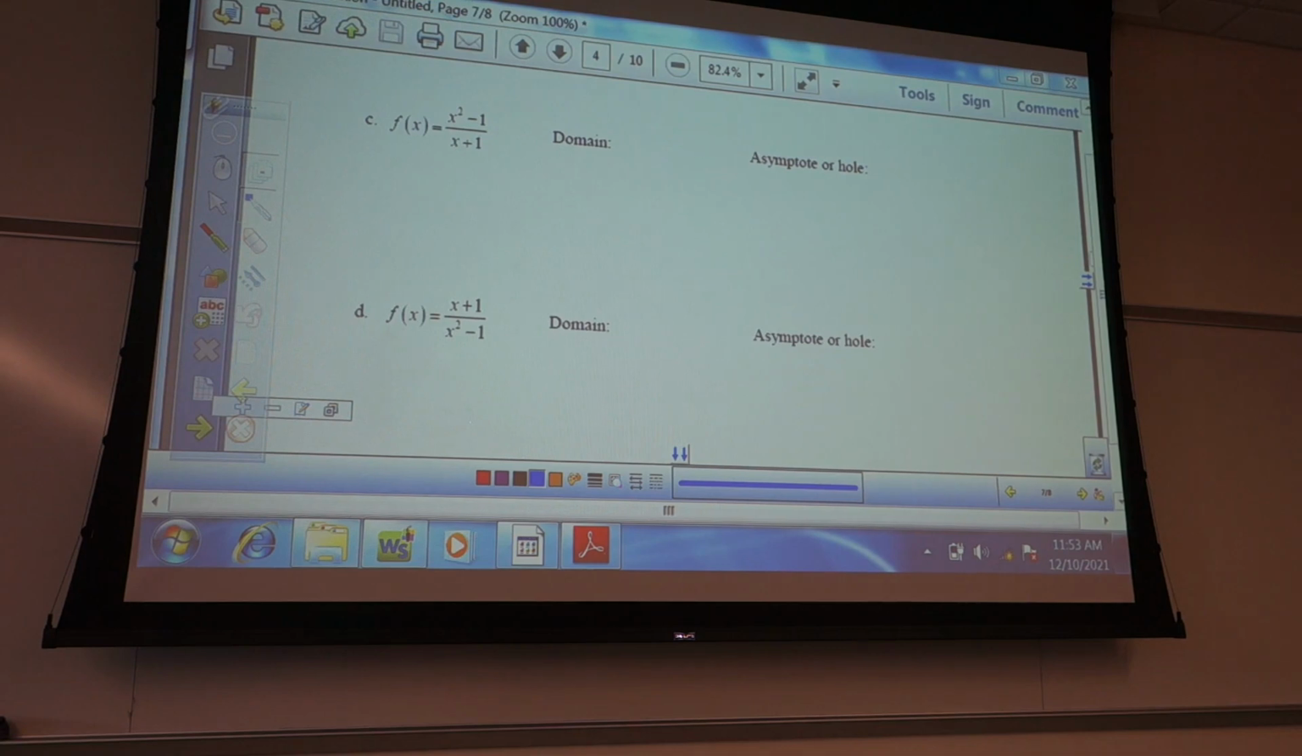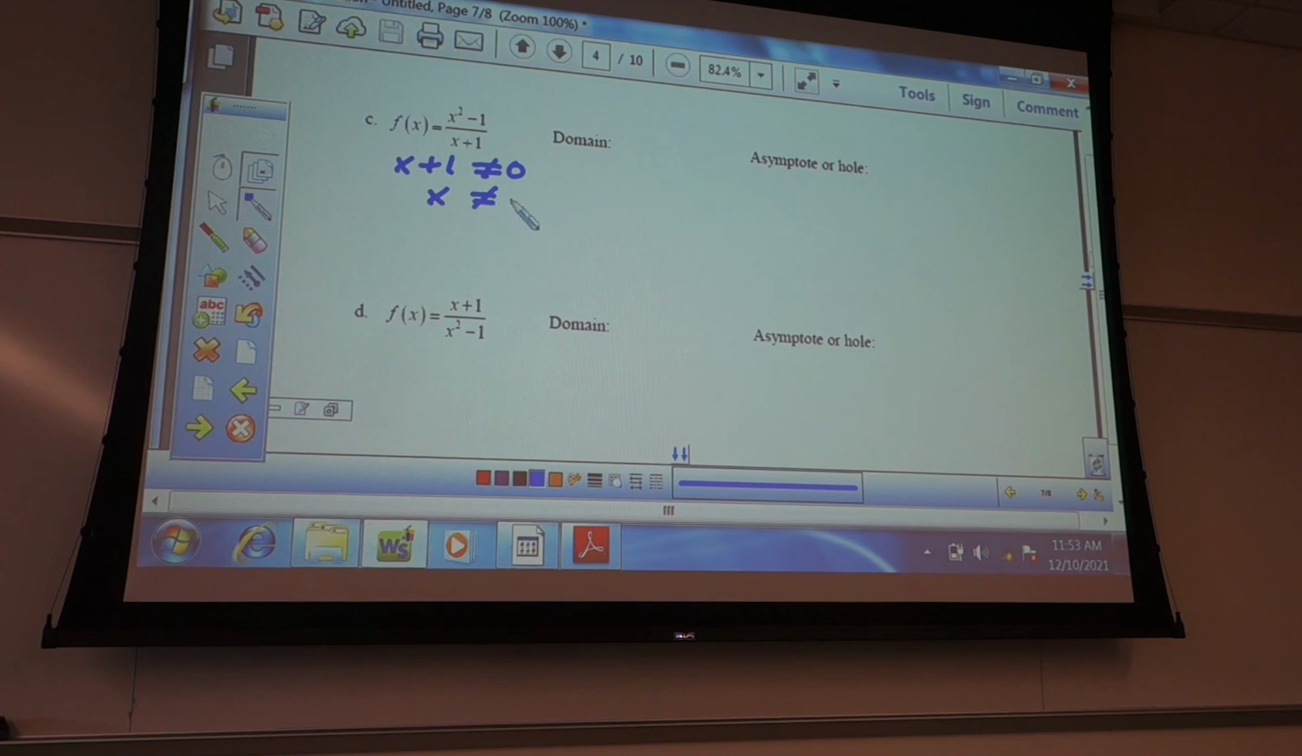So here, what do we know about the domain? You can't divide by 0, so x plus 1 cannot be 0. So x can't be what? Negative 1. That's my domain. x can't be negative 1. So what's my asymptote or hole? x equals negative 1. Nice.